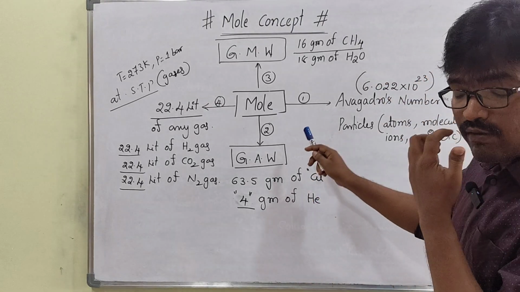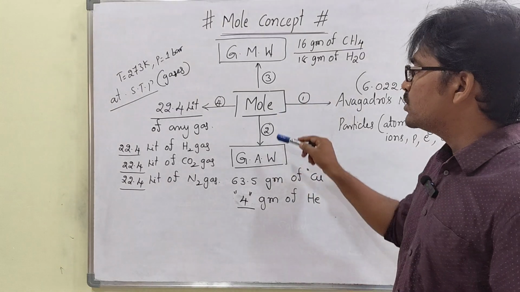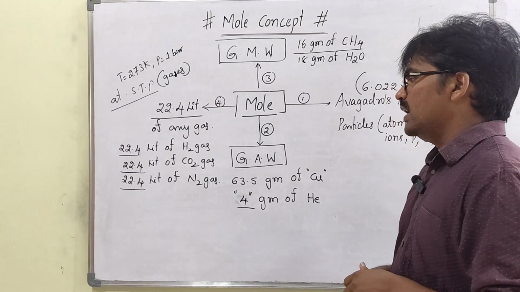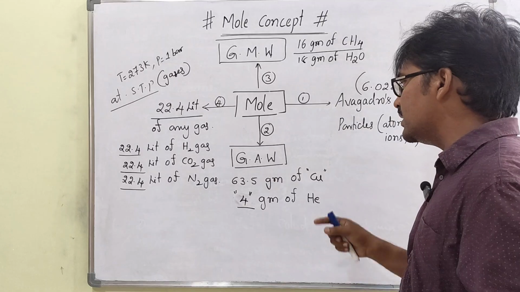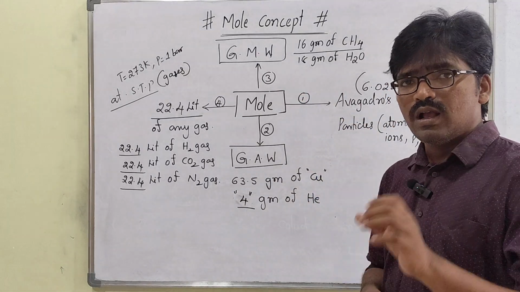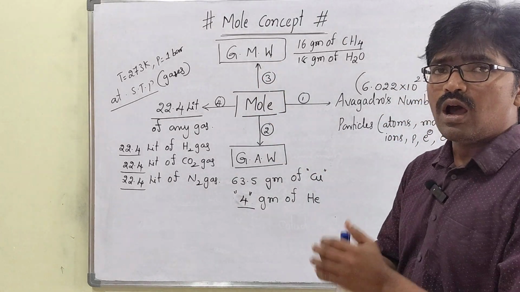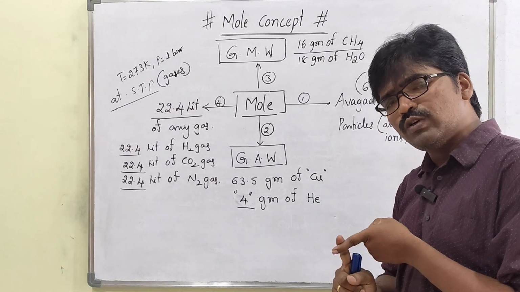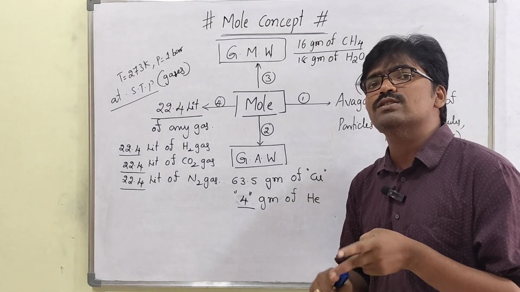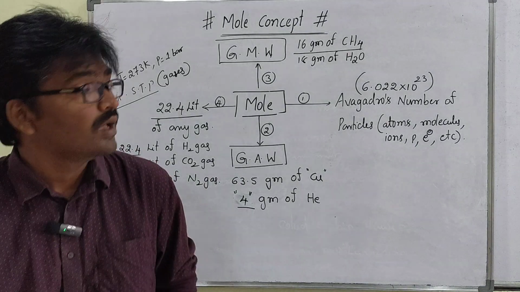Mole means Avogadro number of particles, when particles are given. Mole means gram atomic weight, that is, atomic weight when it is present in grams. Then one more, gram molecular weight: molecular weight when it is present in grams. Gram molecular weight of a substance is also equal to 1 mole. Finally, at STP conditions, 22.4 liters of any gas is also equal to 1 mole. Clear, my dear students? Right.